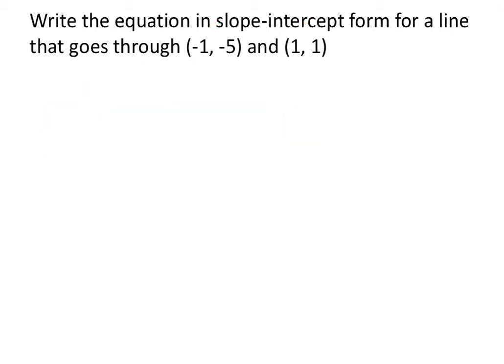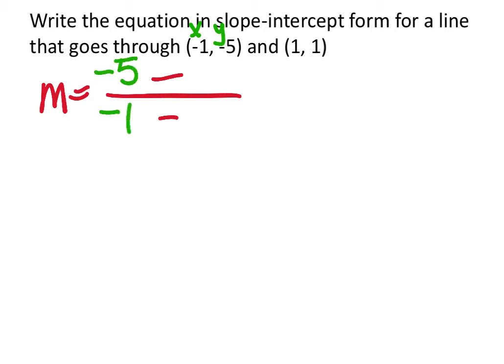Write the equation in slope-intercept form for a line that goes through negative 1, negative 5, and also 1, 1. No problem. But no matter which method we use, we are going to need the slope. So I'm going to use the slope formula. And the first ordered pair I have is negative 1, negative 5. So x is negative 1, it goes in the denominator. Y is negative 5, goes in the numerator like this. But we also have the ordered pair 1, 1. So x is 1 in the denominator. Y is 1, goes in the numerator.